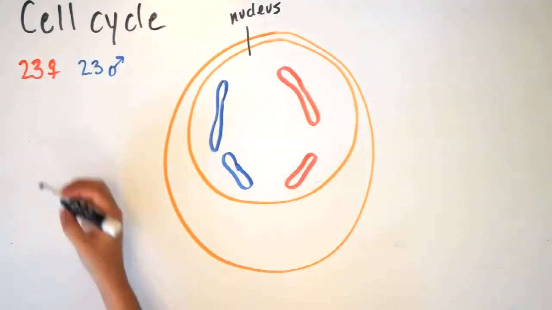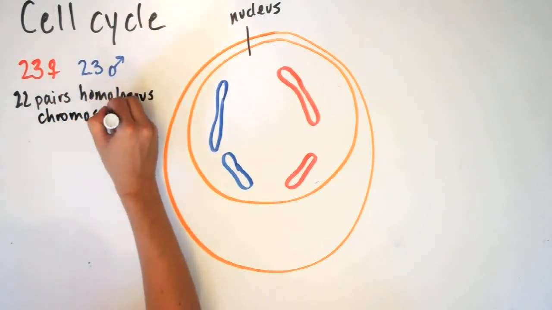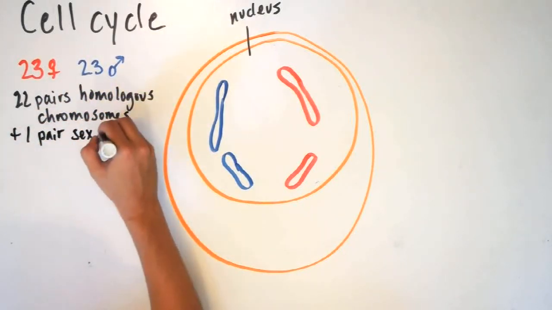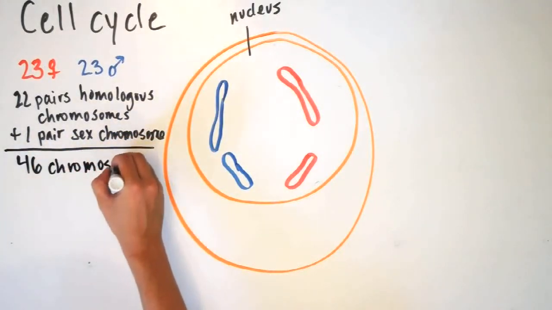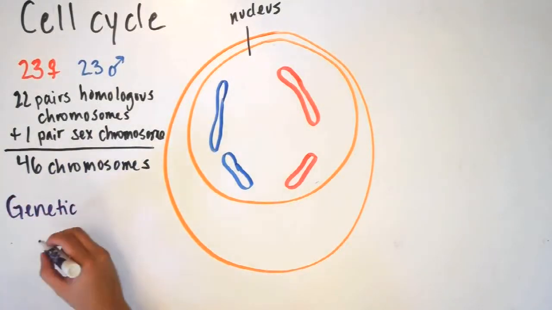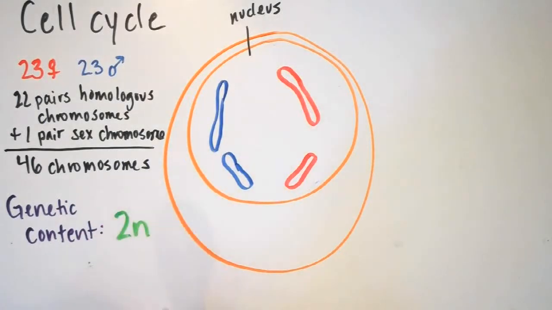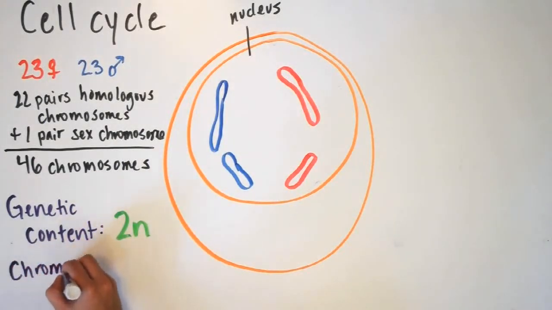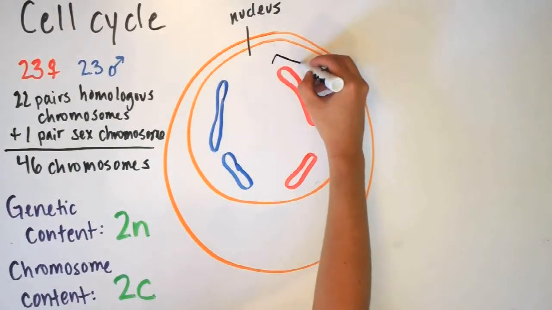In humans, the cell cycle begins with a diploid cell that contains 46 chromosomes, 23 maternal and 23 paternal. That's 22 pairs of homologous chromosomes and 1 pair of sex chromosomes. The genetic content of this cell is 2N because there are 2 homologous chromosomes, one paternal and one maternal. The chromosome content of the cell is 2C, where C depicts a full set of 23 chromosomes, one from each parent. Now, let's go over some of the important structures and nomenclature.